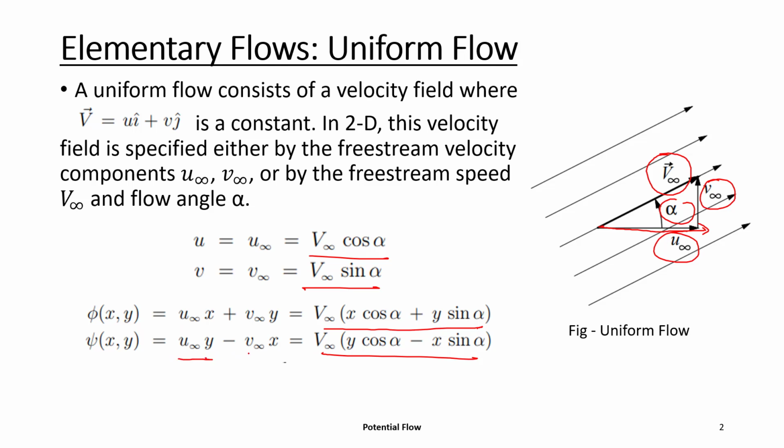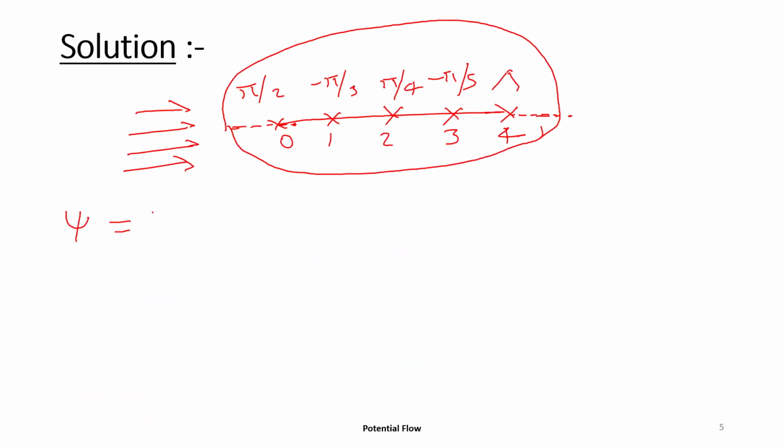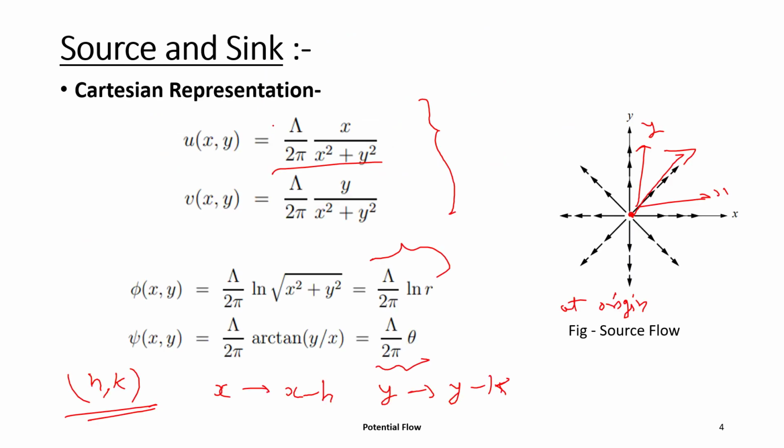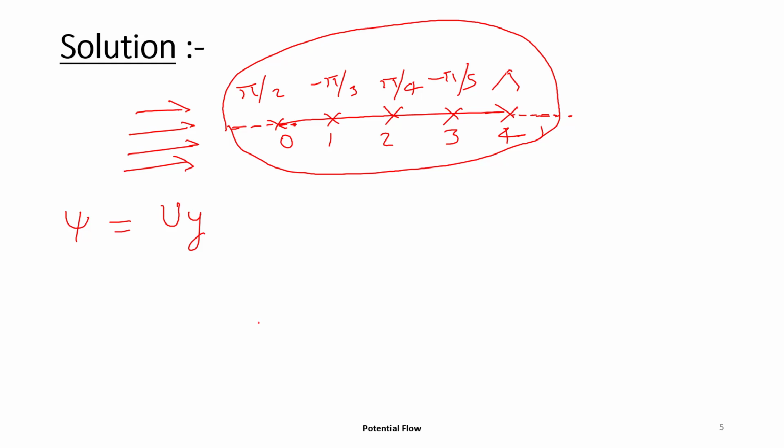u infinity y minus u infinity x. U infinity is 0. So u infinity will be, it is given that u. So uy will be the velocity potential for uniform flow. For the source at 0, it will be gamma upon 2 pi tan inverse y by x. So here gamma is pi by 2. Gamma upon 2 pi tan inverse y by x.